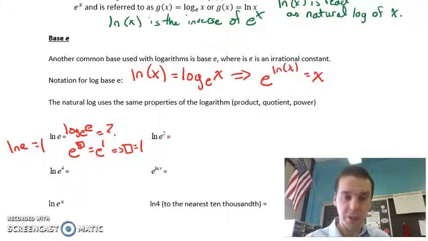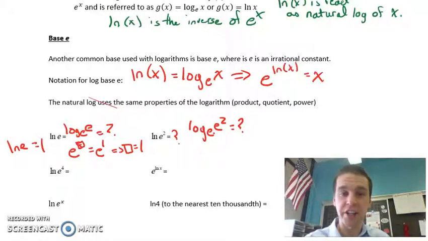Let's try it over here. I'm going to put a question mark here. Maybe that'll help. We know that the natural log can be written as log base e. That's why we have it. So ln of e to the second, log base e of e to the second, equals question mark.